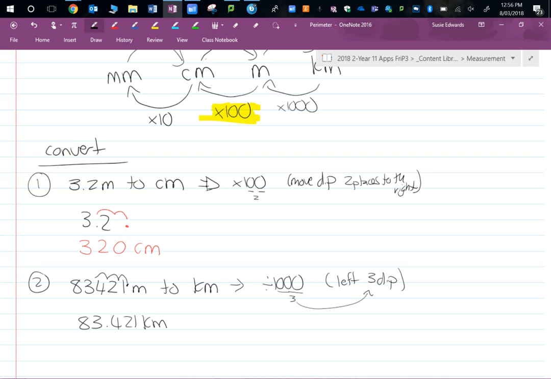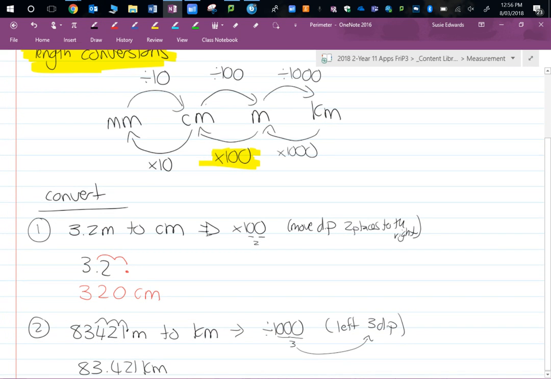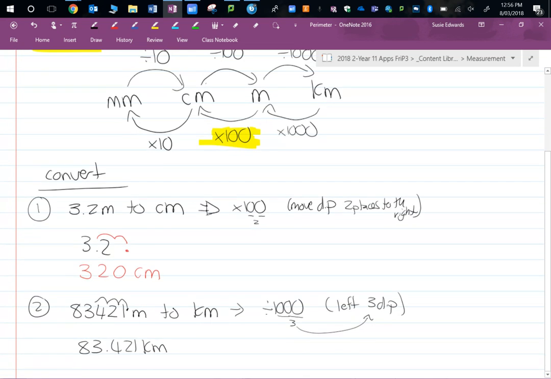Any questions on that? Yes. What do you do if it asks you to go from millimetres to kilometres? Okay, so if it asks you to go from millimetres to kilometres, you can go through it in steps, or you can actually just add the zeros together because that's how many places you're going to move. So I'll show you an example.